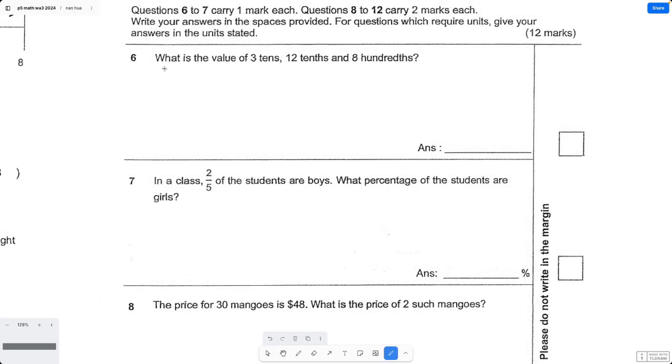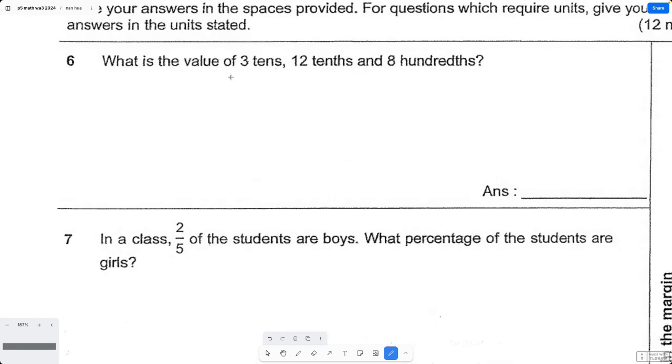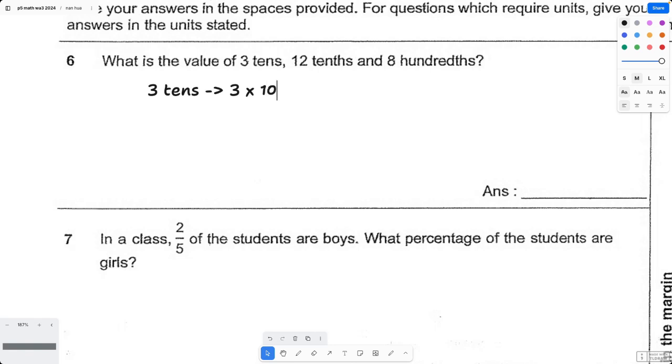So section B, it says, what is the value of 3 tenths, 12 tenths, and 8 hundredths? Okay, so let's get started on this. So 3 tenths, what does this mean? 3 tenths basically means 3 times tenths, right? This will be 30. Okay, 12 tenths, right?